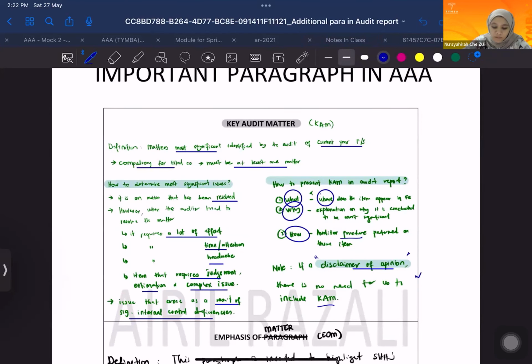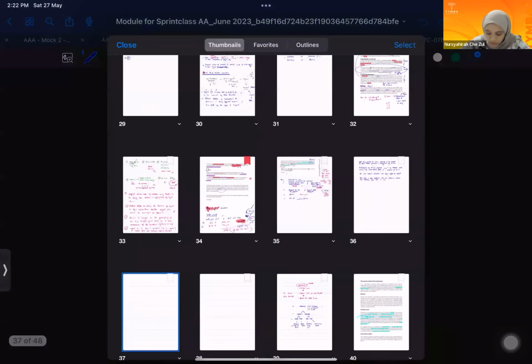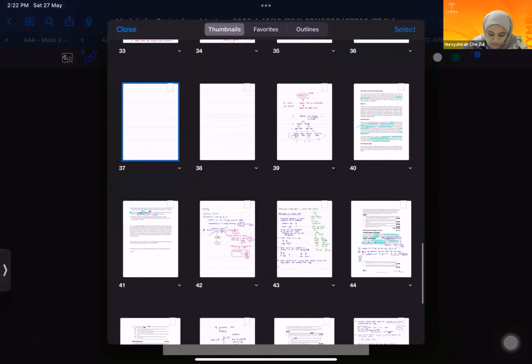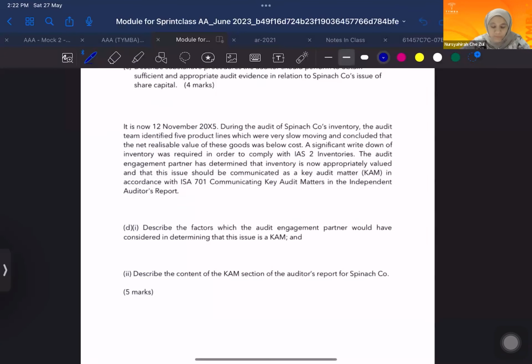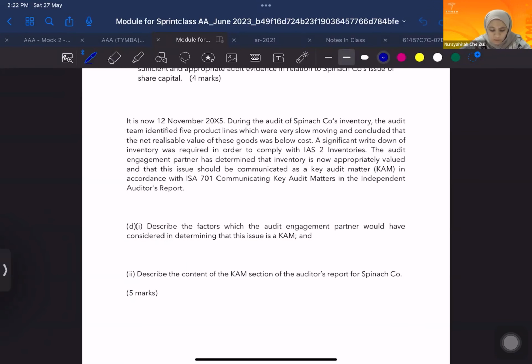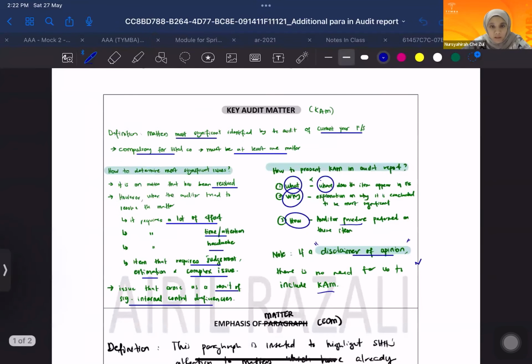Alright, KAM. I noticed in my module, I did include one question relating to this. Where is it? Okay, so look at requirement D1. Describe the factors which the audit engagement partner would have considered in determining that this issue is a KAM. Describe the factors is basically relating to my notes on the left side. Has it been resolved? However, to resolve it requires a lot of effort, time, and attention. The headache, I think there's no need to put in. I just want to make you understand what to be included in KAM.